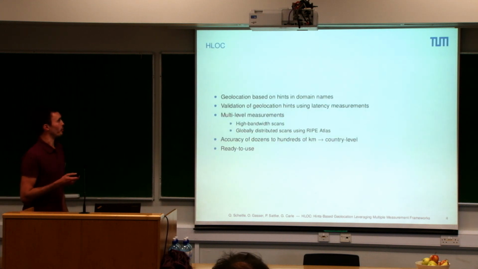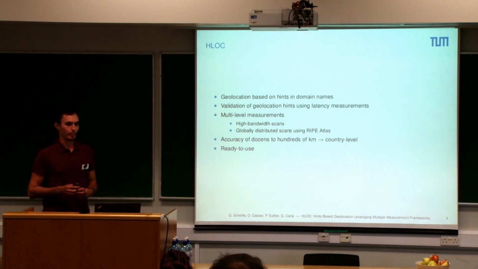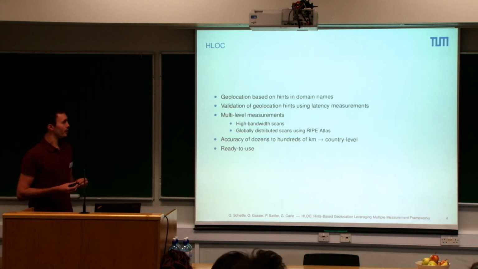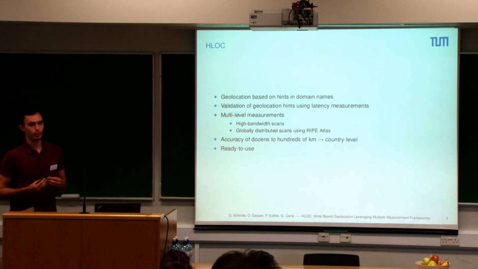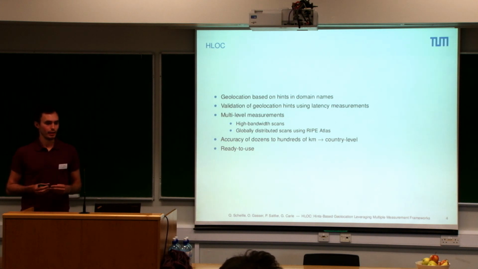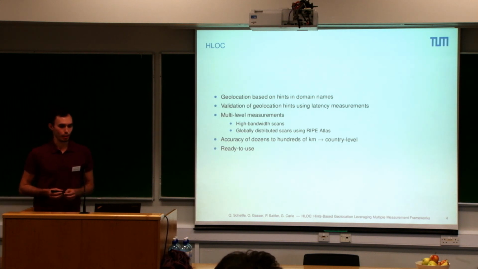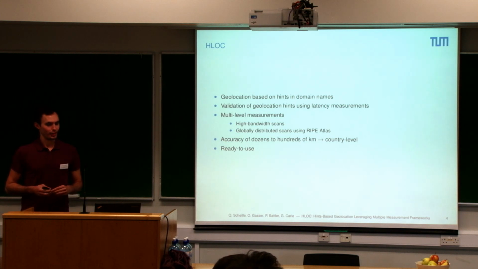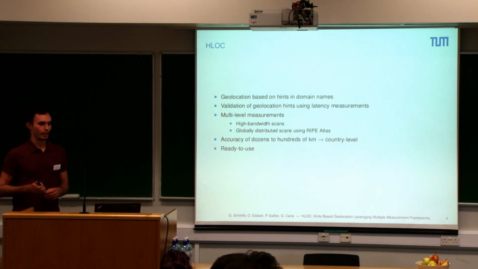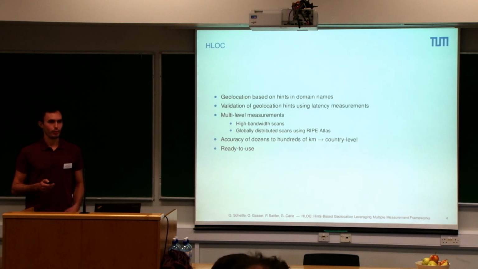So we present to you HLOC, which is the name of our system, and we do geolocation based on hints that we find in domain names. We then validate these hints using latency measurements, and we do this in a multi-step process. We first do high bandwidth scans from only a few vantage points, and then in the second level conduct globally distributed scans using RIPE Atlas, as other papers presented here also do. We obtain an accuracy of about dozens to hundreds of kilometers, so it's kind of a country-level geolocation, and it's ready to use. We provide the code and everything so that you can use it.